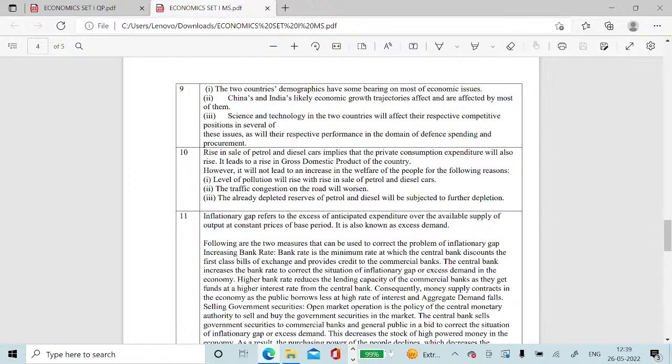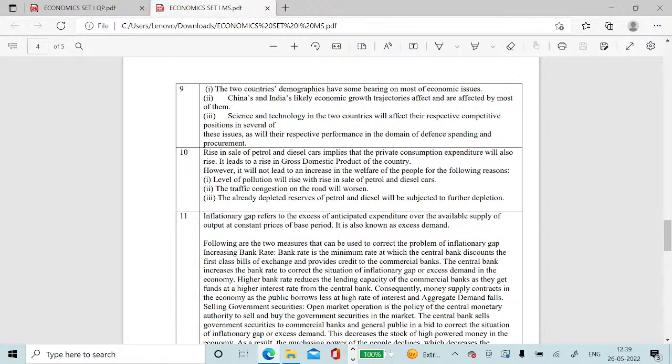Answer 10th. Rise in sale of petrol and diesel cars implies that the private consumption expenditure will also rise. It leads to a rise in the gross domestic product of the country. However, it will not lead to an increase in the welfare of the people for the following reasons.